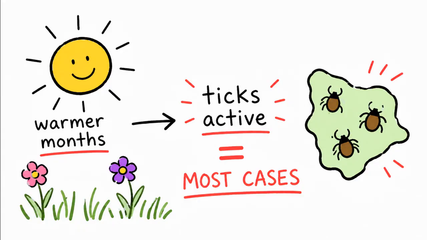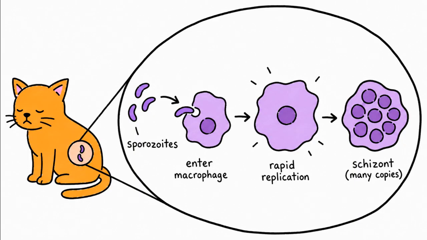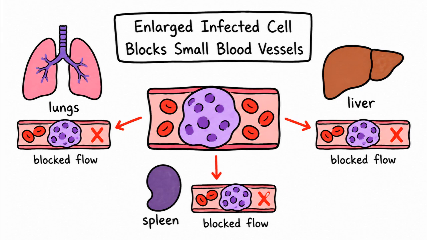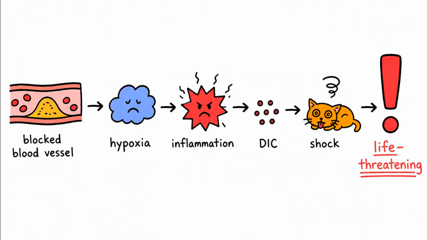Cases are most common during warmer months in regions where these ticks are active. After entering the cat, sporozoites invade macrophages and other mononuclear phagocytes, where they undergo rapid asexual replication and develop into large structures called schizones. These infected cells enlarge and obstruct small blood vessels, especially within the lungs, liver, spleen, and other organs. The resulting tissue hypoxia, severe inflammation, disseminated intravascular coagulation, and circulatory shock are primarily responsible for the life-threatening disease.